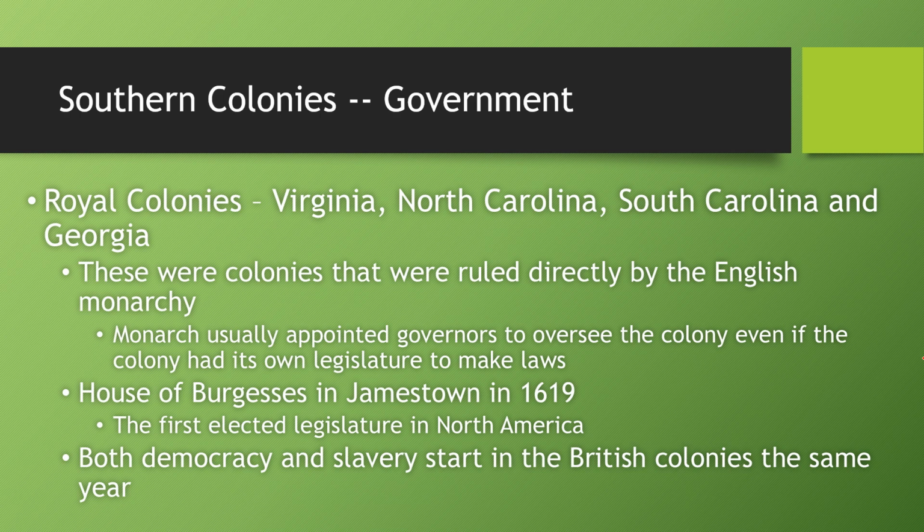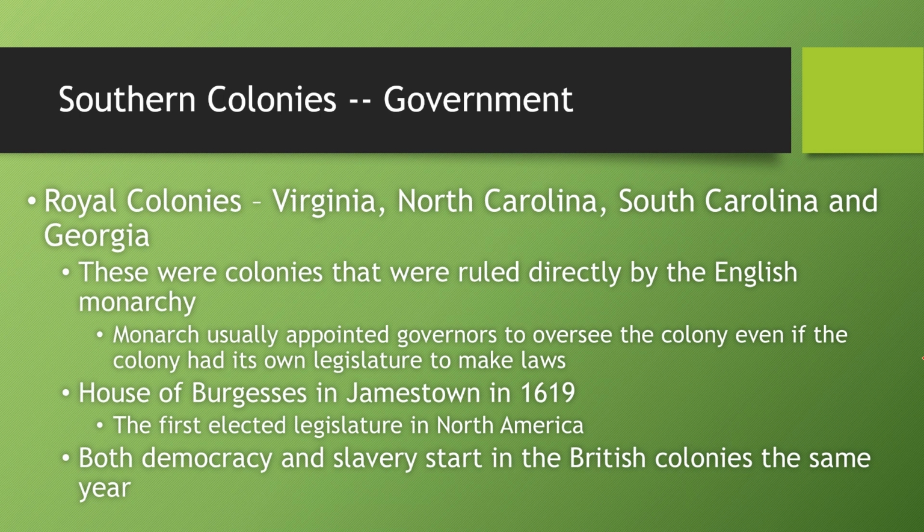make laws. In Virginia, the House of Burgesses was founded in Jamestown in 1619. This is the first elected legislature in North America. It was a two-house legislature. The House of Burgesses was the lower house. Those were the guys that were elected. In order to vote for a burgess, you had to own a certain amount of land.